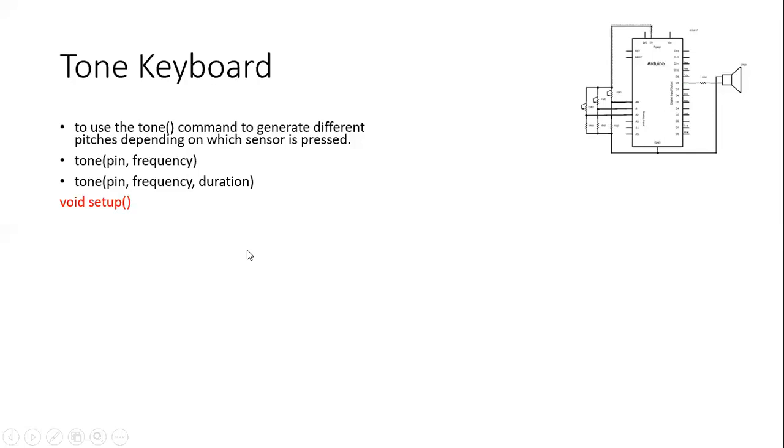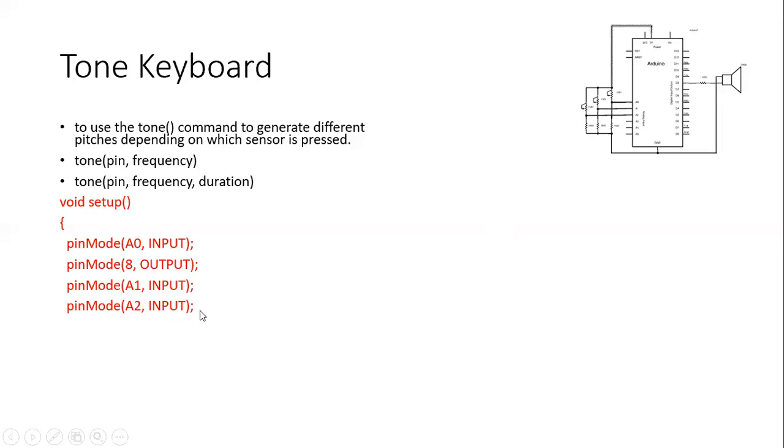Okay. Then how to write a program for this. So as usual, we write a setup here. In setup, we will specify the pin A0, as the inputs are given to the analog pins. So pin A0 is configured to be an input, and pin number 8, which is a digital pin, is configured to be an output. Then pin A1 is configured to be an input, then pin A2 again is configured to be an input. So that is the basic operation of setup.